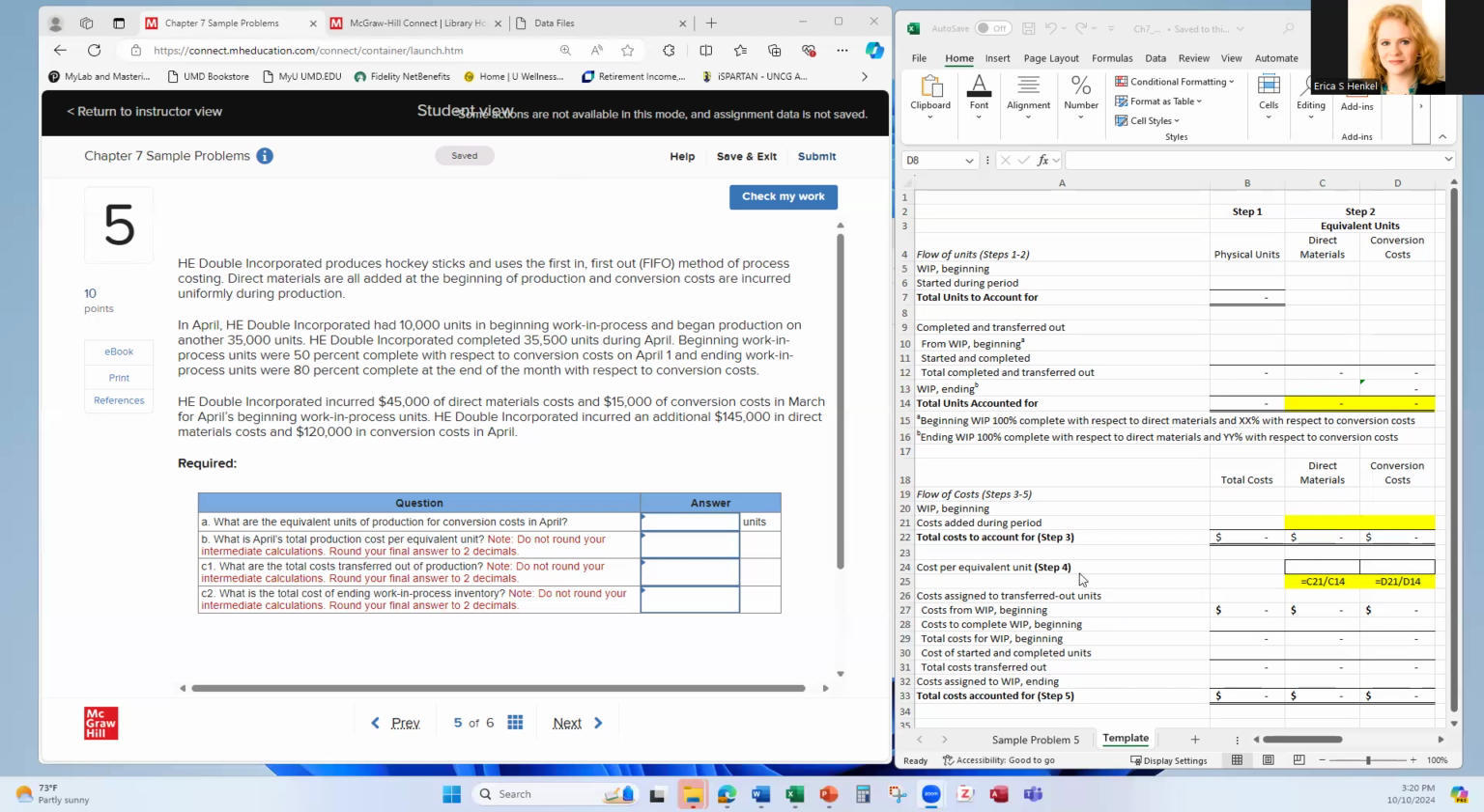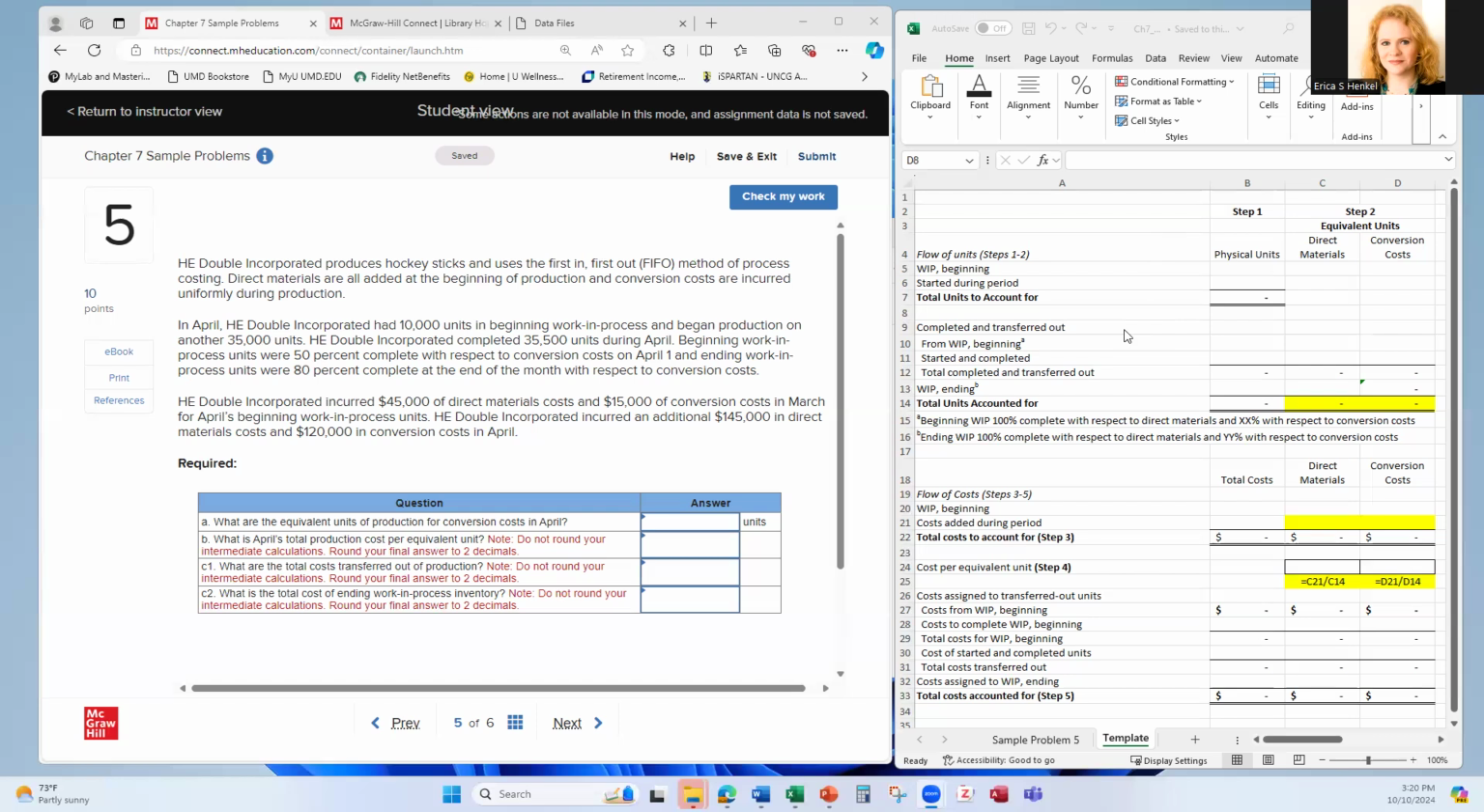All right, so what we're going to start off with here, and there is a completed walkthrough out there for sample problem number 5, but I really strongly encourage you to actually walk through and complete it in the template as well, just so that you get the understanding of what is different rather than just plugging it into the completed spreadsheet.